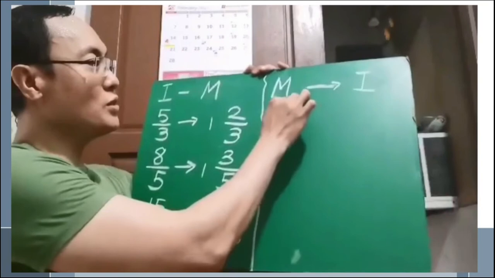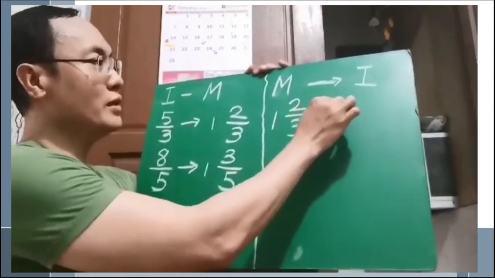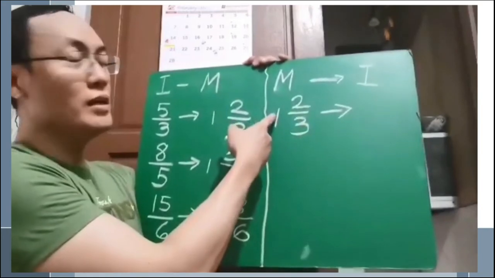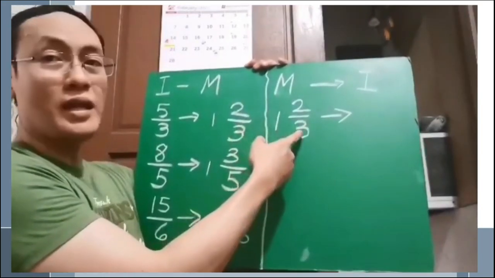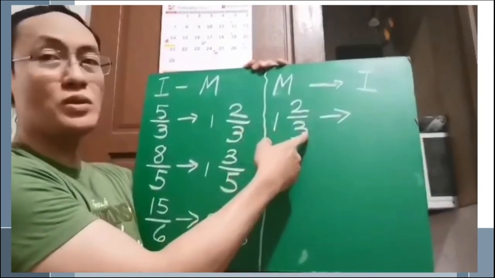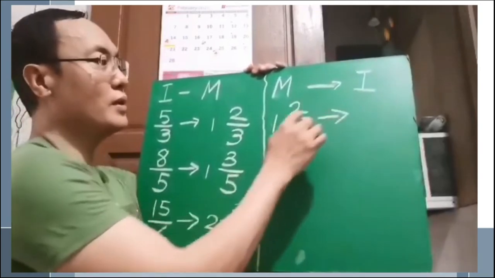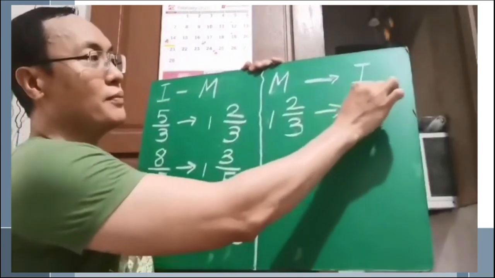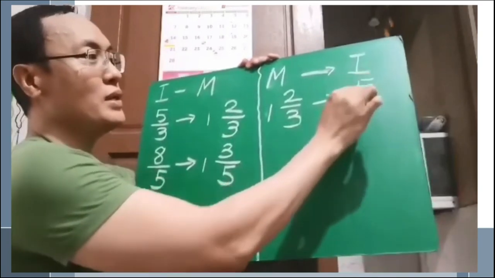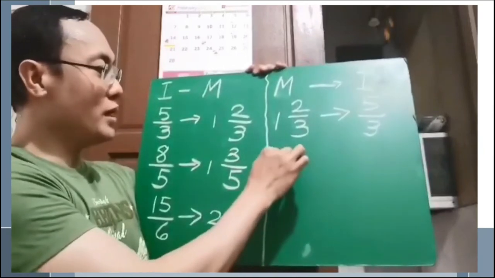Let's say we have 1 and 2/3. How it will become 5/3. So simply multiply whole number by denominator. 1 times 3 is equal to 3. Then add the numerator plus 2 is equal to 5. So 1 times 3 is 3 plus 2 is equal to 5. Then copy denominator, 3. Okay, how about 1 and 3/5?